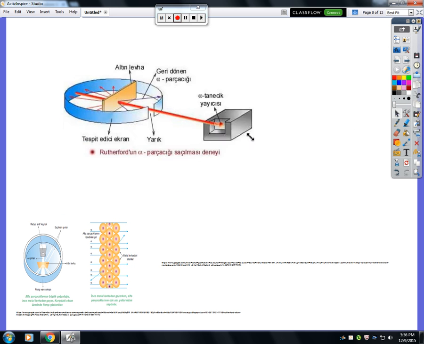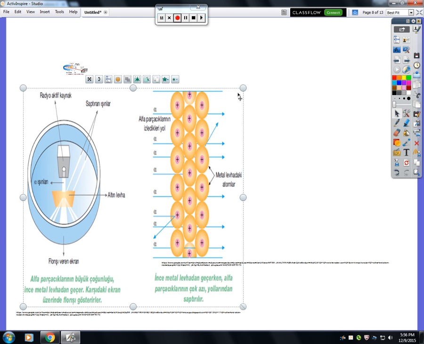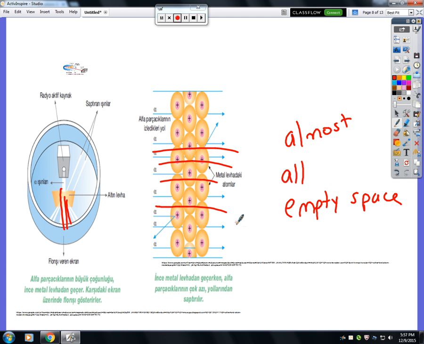And so what he determined from that, shooting through this gold foil, is that if almost all of them are going through, like you can see right here, then the atom is almost all empty space. Because most of them went through. But every once in a while, if you look at this right here, one went off an angle, and that's because the radioactive alpha particles went through and came near a nuclei, and it went off an angle.